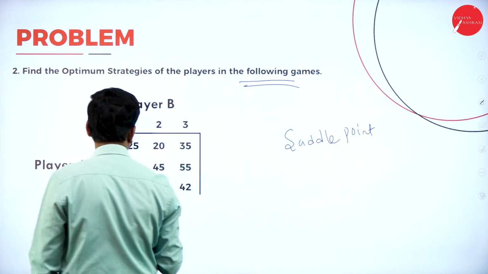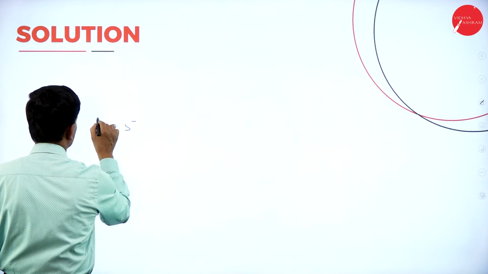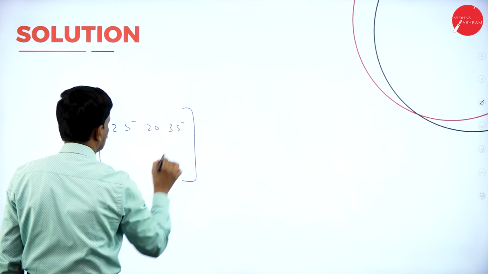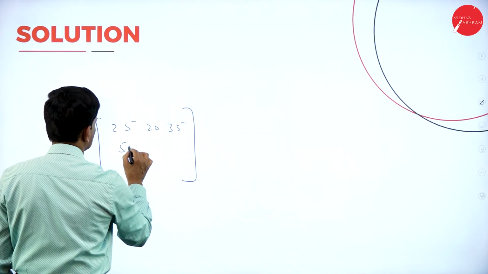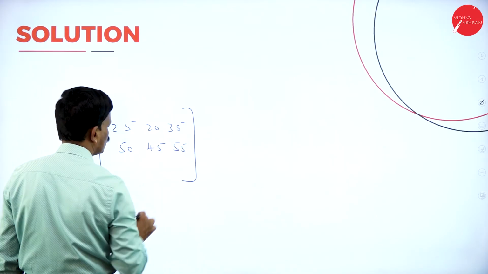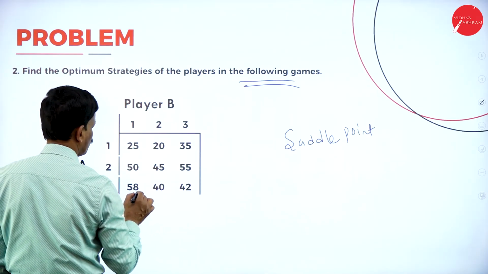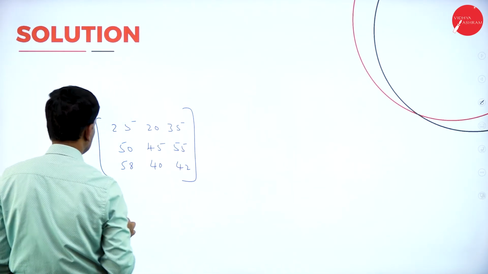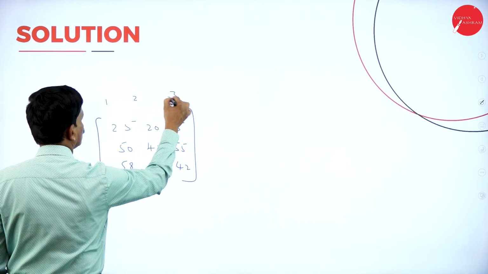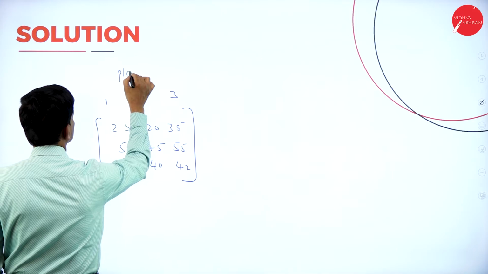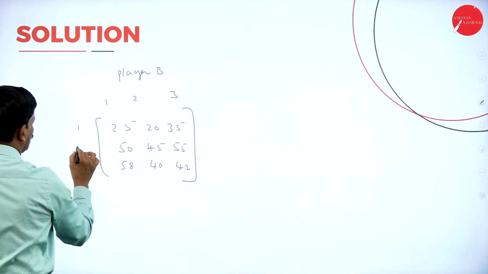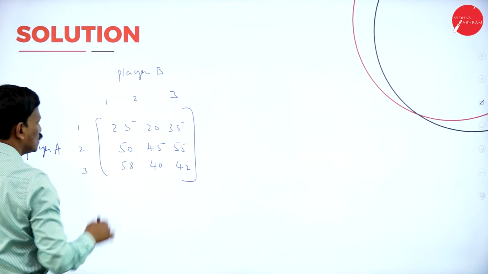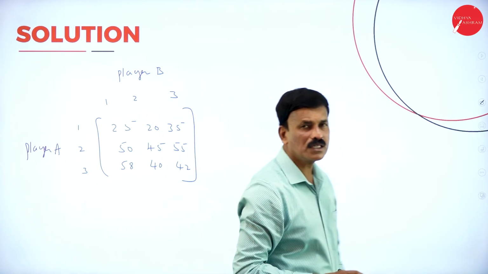Now, what is the problem given here? The first row is 25, 20, 35. Then 50, 45, 55. Then 58, 40, 42. So this is 1, 2 and 3 for player B, and this is 1, 2 and 3 for player A. Now, just find out the maximin and minimax values first.